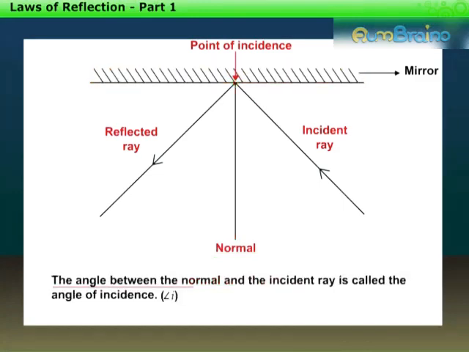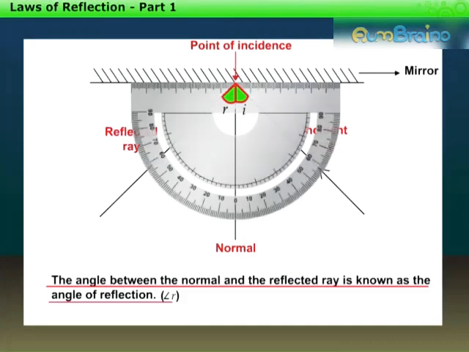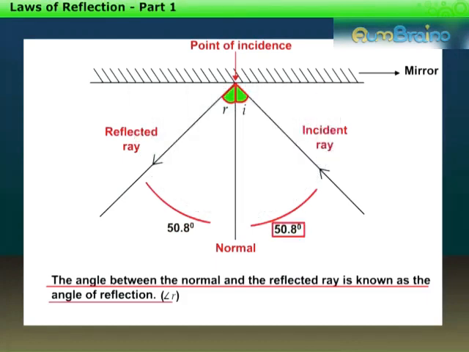The angle between the normal and the incident ray is called the angle of incidence, which is written as angle I. The angle between the normal and the reflected ray is known as the angle of reflection, which is represented as angle R. Measure the angle of incidence and angle of reflection. You will find that the angle of incidence is always equal to the angle of reflection. This is the first law of reflection.